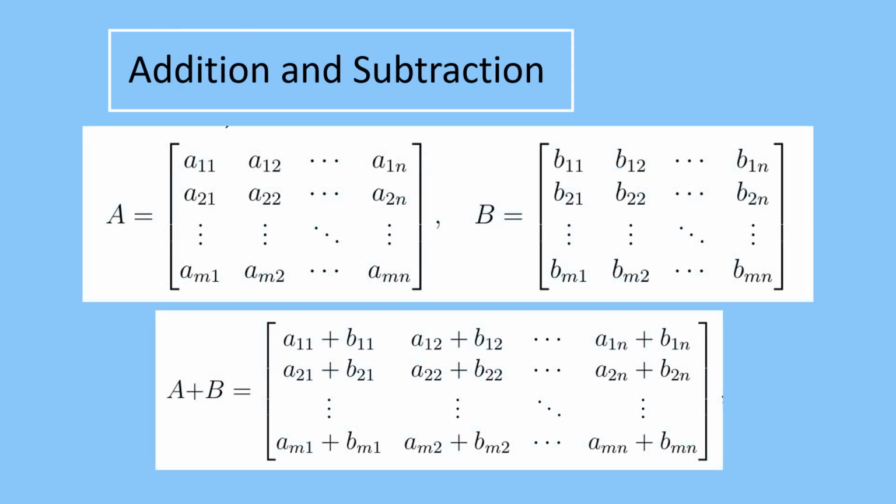Matrix addition and subtraction allow us to combine or differentiate information represented in matrices. To add or subtract two matrices, they must have the same dimensions. The operation involves adding or subtracting corresponding elements of the matrices.